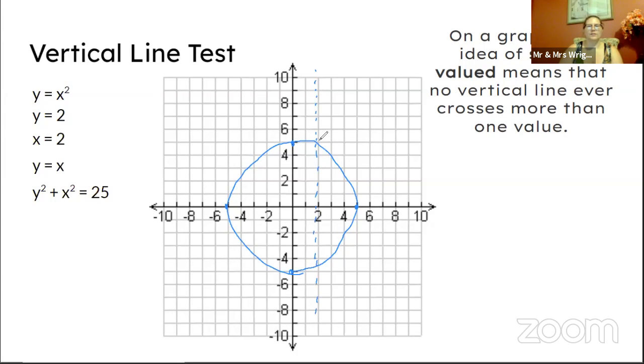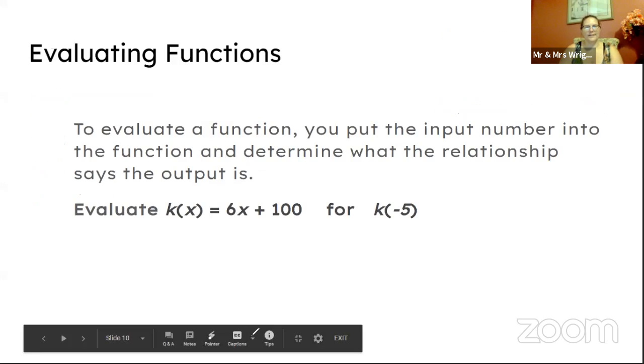Absolutely, I will. Just this one vertical line I drew alone, I'm going to cross this graph in 2 places. So that automatically rules that out. This is not a function. So we had function, function, not a function, function, not a function. So anytime you have a picture of a graph or you're able to graph it yourself, you can easily tell whether or not something is a function using the vertical line test.